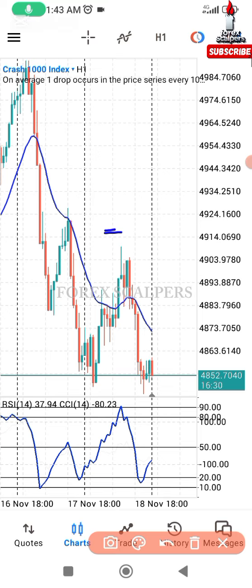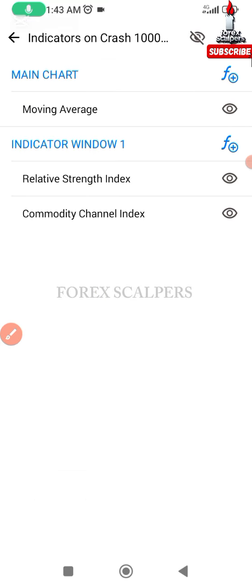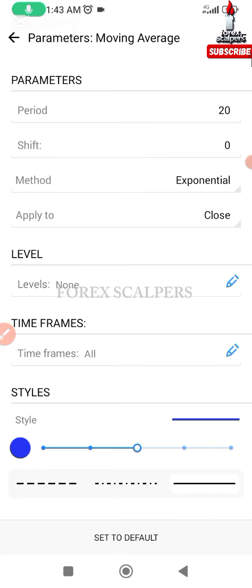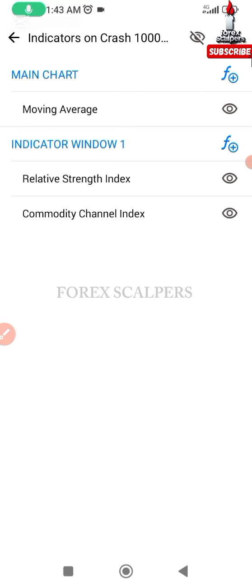In this video, I'll be sharing with you exactly how you can buy low and sell high using the combination of the RSI and the CCI, which is our Commodity Channel Index. So here again are the settings of this indicator. This is the moving average, the period is 20, the method is exponential. You can apply it to close.